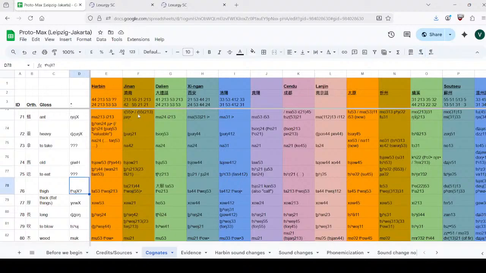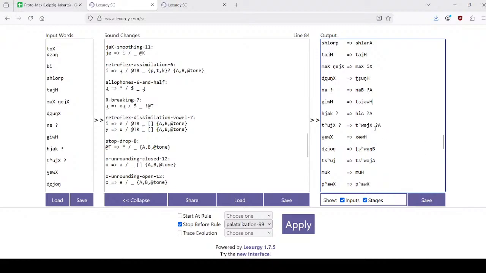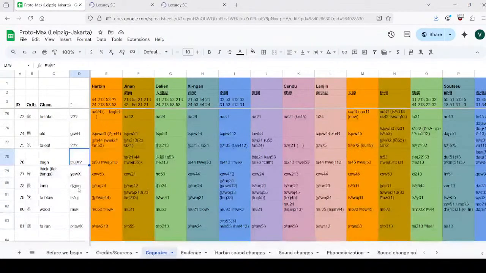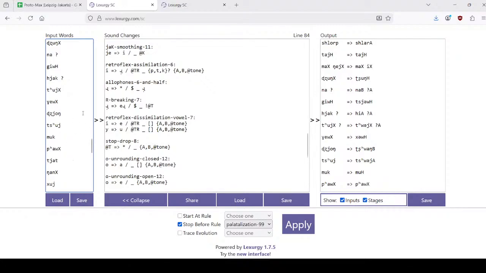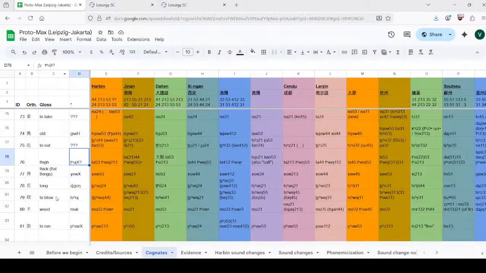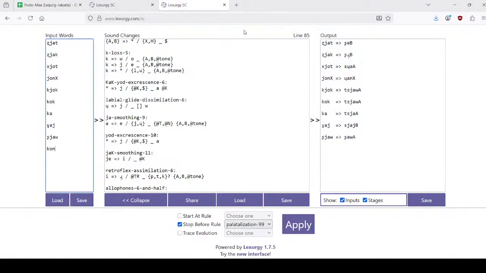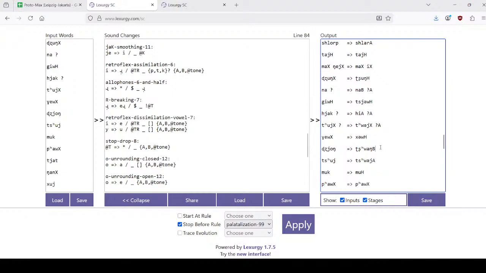Thigh, going from tui to tui, which is good. Might as well remove that. For thick, rel going to ho, which checks out again. Zhong going to chang is correct. Or, oh, hmm, huh.